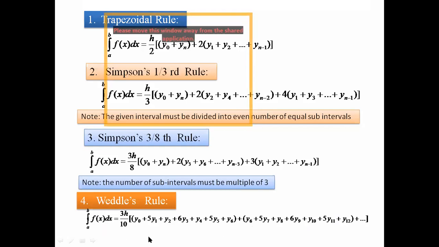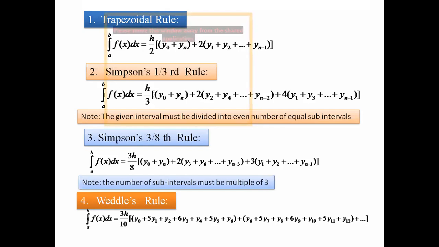So here the minimum number of divisions is 6, but for Simpson's 1/3 rule, it is an even number of divisions. For the 3/8 rule, it's a multiple of 3. So this condition must be known. But for the trapezoidal rule, there are no restrictions. Now, the question usually in the exam asks you to evaluate the integral. If the method is not mentioned, you can use any method here.